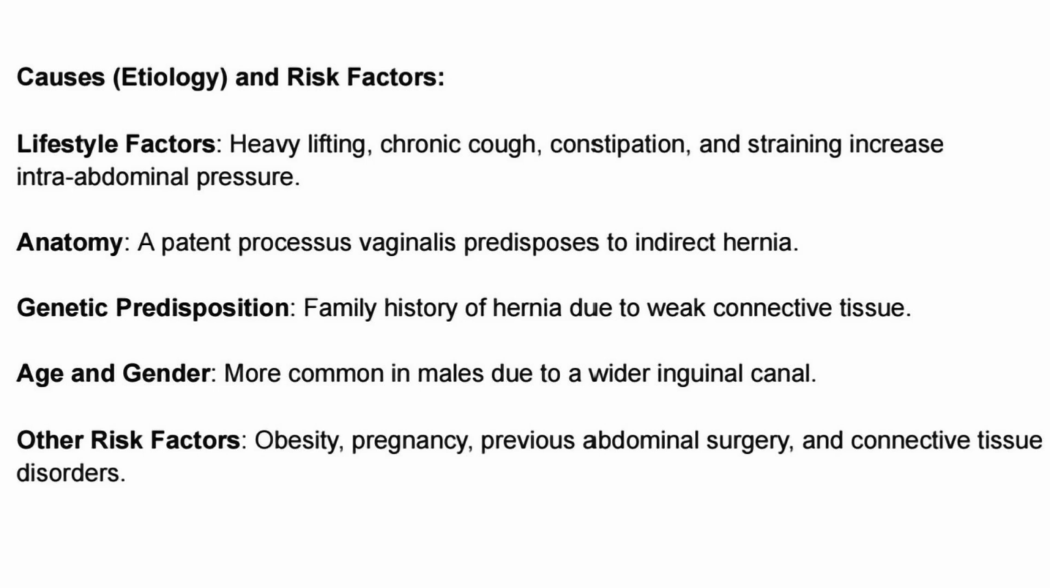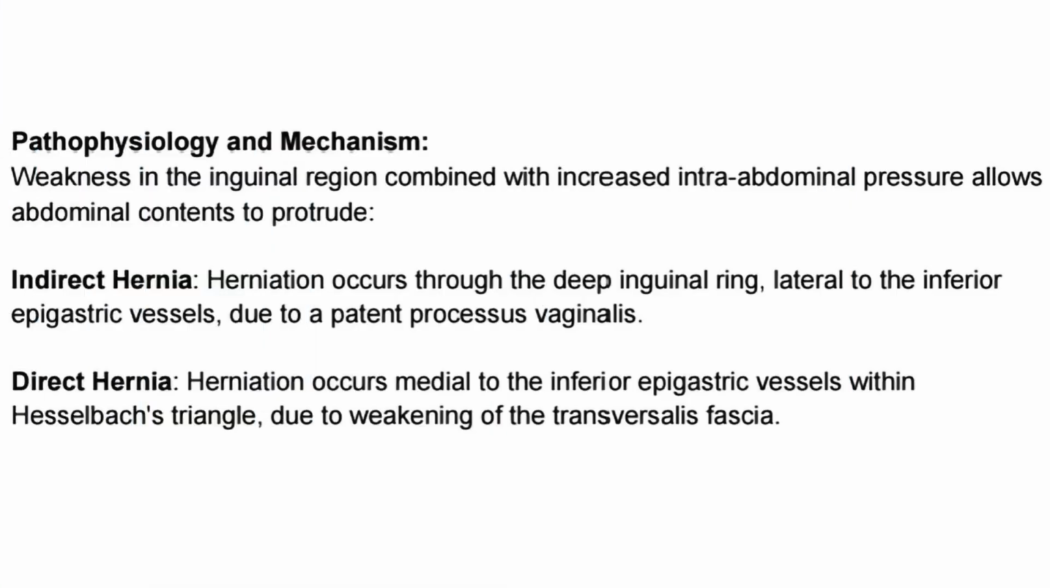Let's now discuss how these factors lead to the development of an inguinal hernia at a physiological level. Pathophysiology and mechanism of inguinal hernia. The development of an inguinal hernia involves a combination of a weak abdominal wall and increased intra-abdominal pressure. In an indirect inguinal hernia, the contents of the abdomen protrude through the deep inguinal ring, which is located lateral to the inferior epigastric vessels.